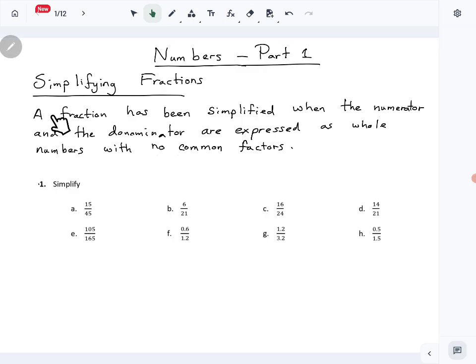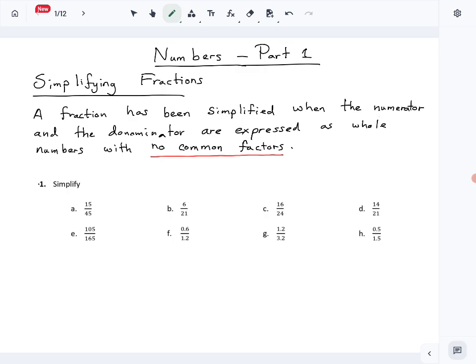A fraction has been simplified when the numerator and the denominator are expressed as whole numbers with no common factors. That's the important thing. You have to simplify until both your numerator and the denominator have no common factors. Then you have the simplified form of the fraction. Let's see this process through some exercises.